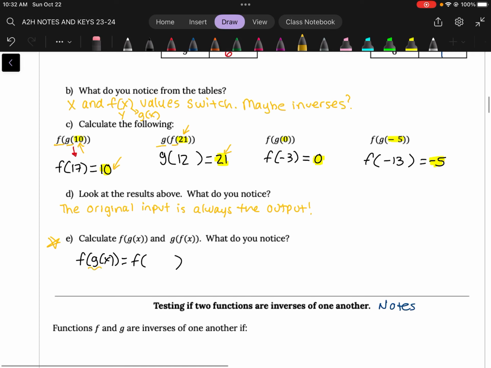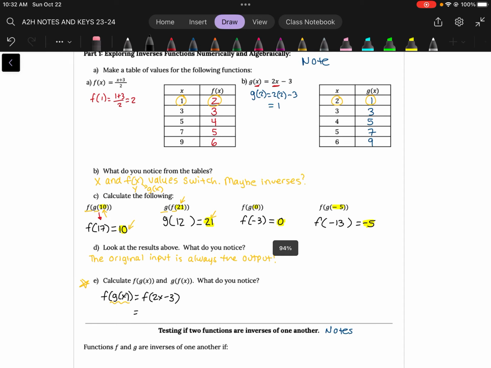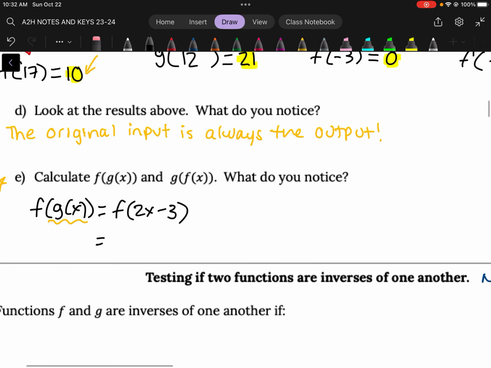That's going to be, we substitute in the entire expression of g of x inside of f of x, that's 2x minus 3. And we look up there, our rule is x plus 3 over 2. So we're going to take that: 2x minus 3 plus 3 over 2.